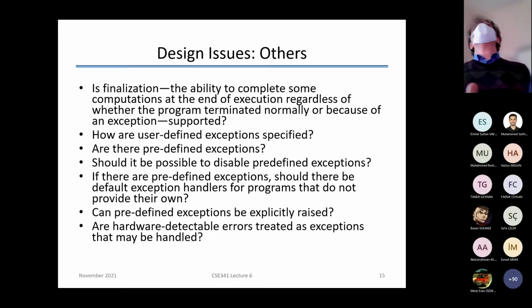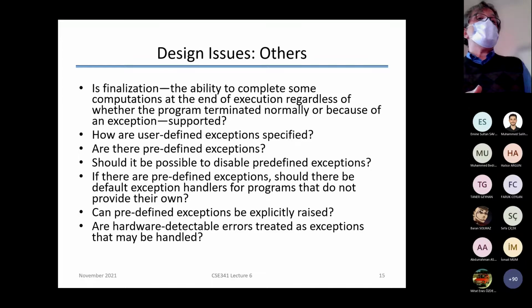Your exception handling mechanism says, okay, you do it, you terminate, but before you terminate, you have a final action that you want to take, and always you take those type of final actions. So to complete the computations at the end of the execution, regardless of whether the program terminated normally or because of an exception, you might always be doing this finalization action, right? For example, Java has this one. We are going to discuss this in a few minutes.